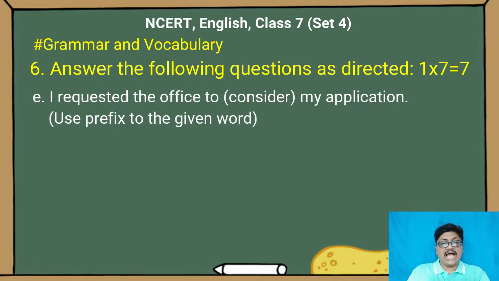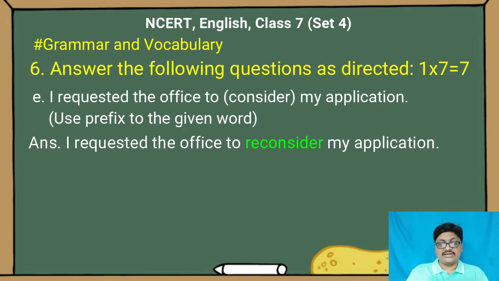Question number E: I requested the office to consider in bracket my application. Use a prefix to the given word. So you have to write a prefix. What will be the answer? I requested the office to reconsider my application. The prefix re has been added to the root word consider, and it has become reconsider. Okay, come to the next question.